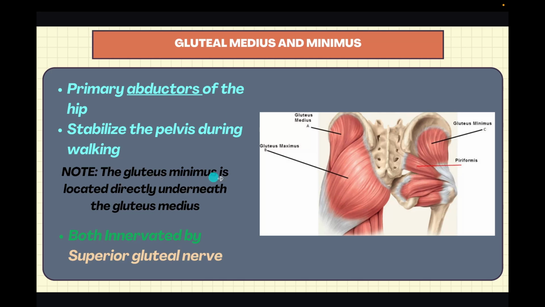Note, the gluteus minimus is located directly underneath the gluteus medius. So you can memorize it as an order. You'll have the gluteus maximus, then the medius, and then right beneath the medius, you're going to have the minimus, as you can see here in this photo.